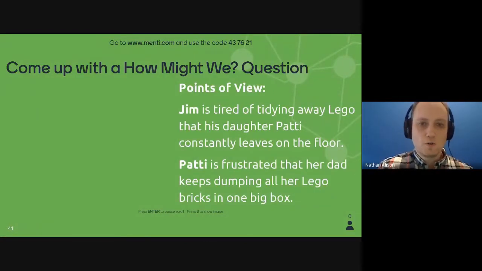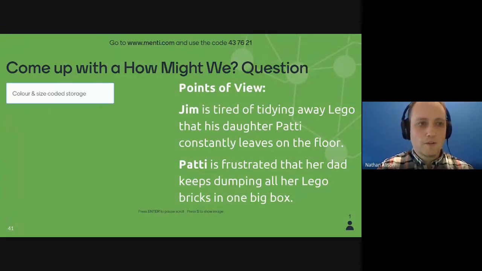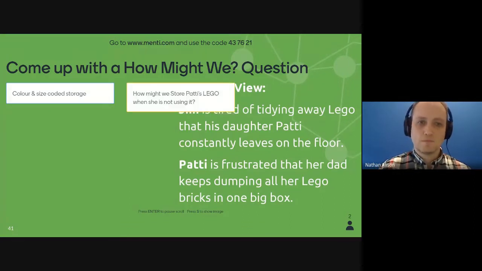So you can see two points of view in our challenge here. Jim is tired of tidying away Lego that his daughter Patty constantly leaves on the floor. And Patty is frustrated that her dad keeps dumping all her Lego bricks in one big box. In this one, what we're looking for is a how might we question. I can see someone's posted a solution, but we're looking for the question that we might put to get started in our brainstorming. So how might we what? See what you can come up with.